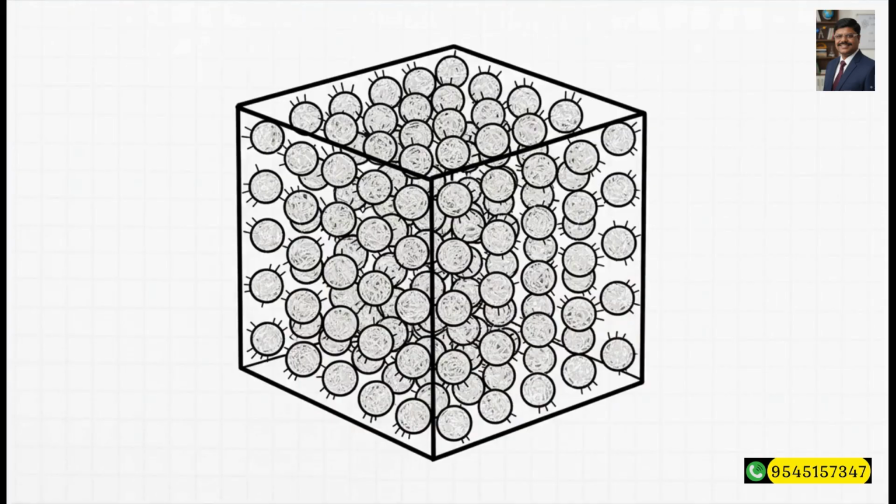In a solid, I want you to imagine the particles are like soldiers standing perfectly in formation. They are packed incredibly tightly together. They're kind of vibrating in place, but they can't actually move around. And this makes perfect sense, right? It's why solids have a fixed shape and volume, because their particles are all locked in.